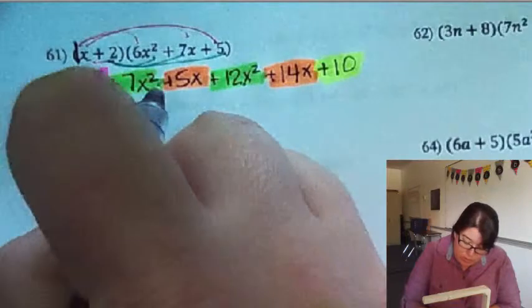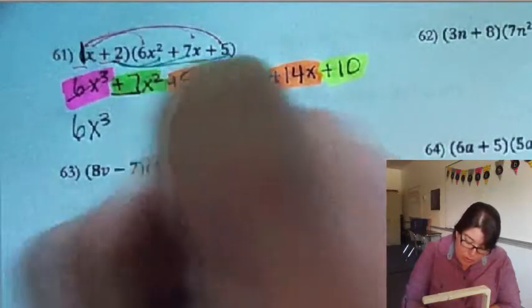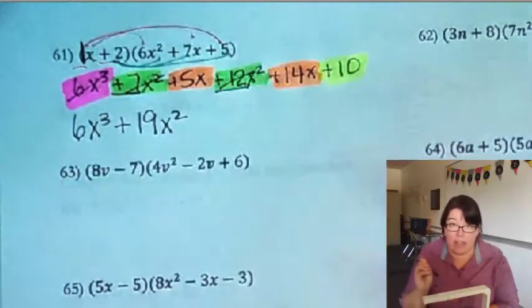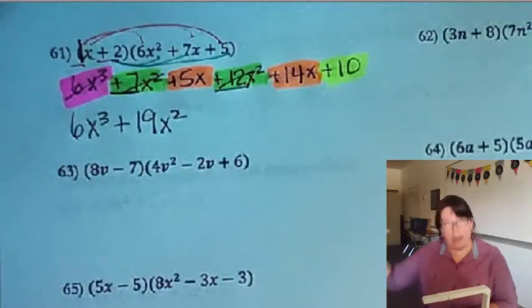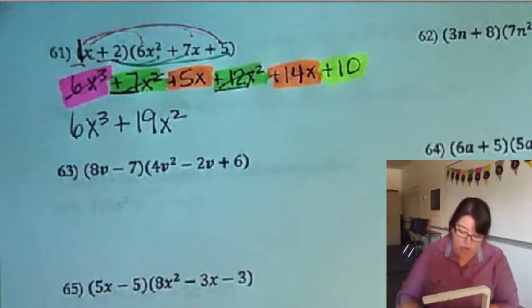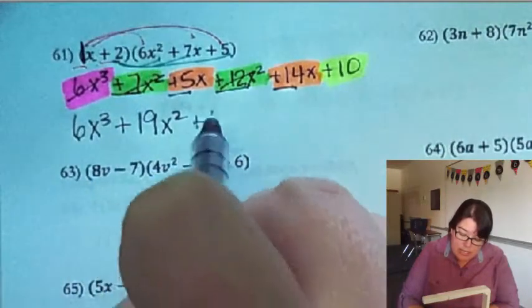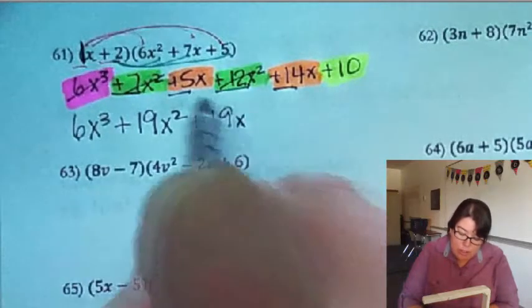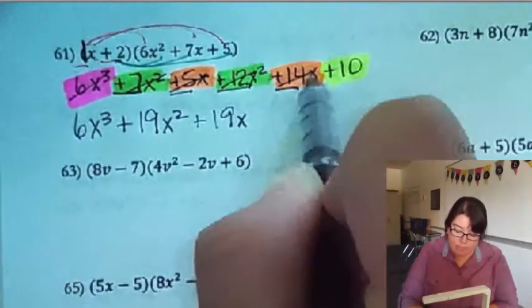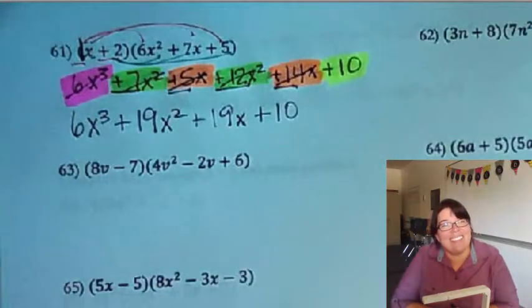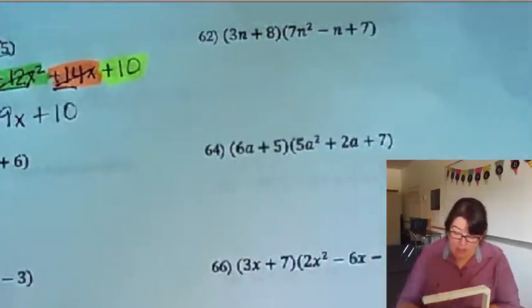Next I have my x squared terms. I've got positive 7 and positive 12. That gives me positive 19. And those are my x squared terms. Combined them together. So instead of 7 and 12, I put them together and now I have 19 x squared. Now I have positive 5 and positive 14 gives me positive 19. And those are my x terms. Combined them together. Now my positive 10 is all alone. And I'm all set. Let's do one more with the box method.